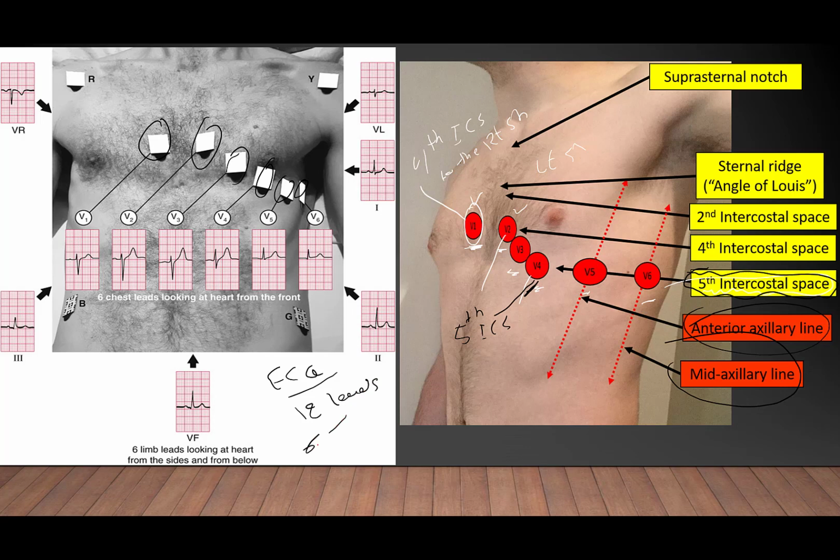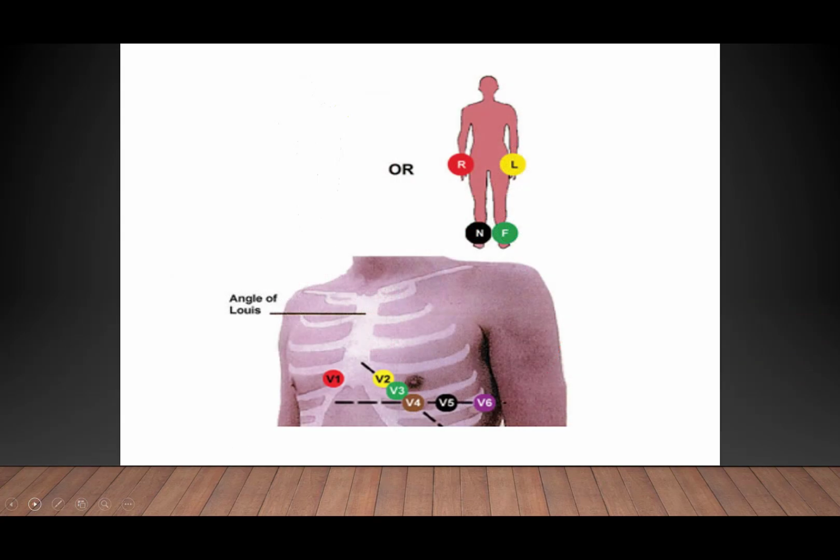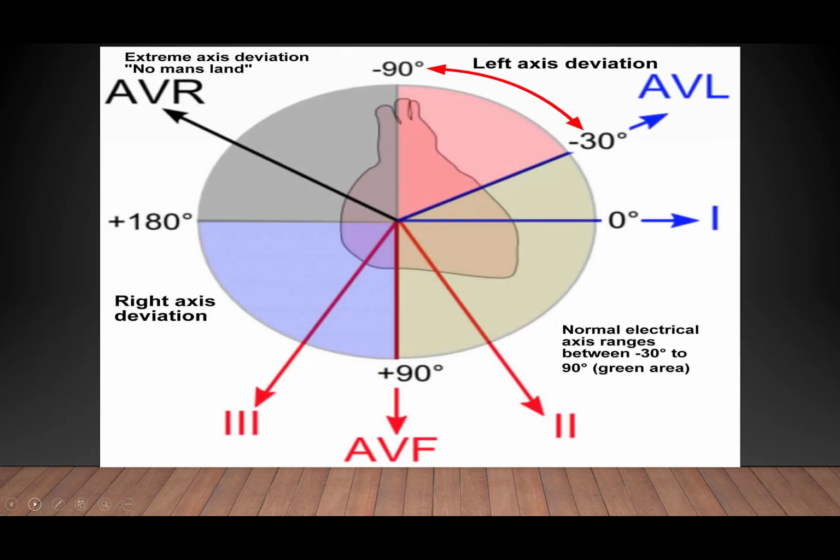Okay, 6 are limb leads, 6 are chest leads. Okay, this is also about the limb and chest leads and the side of leads that we have to fix it. Okay, this is about the axis.